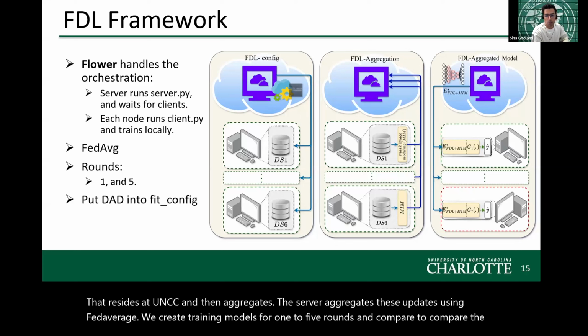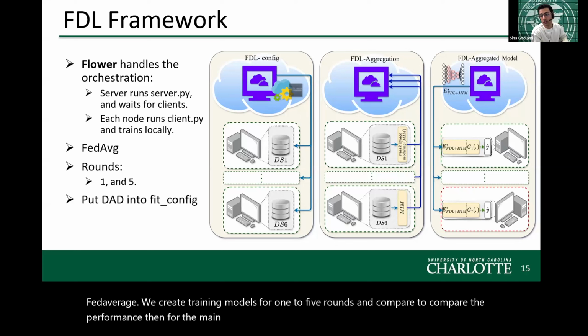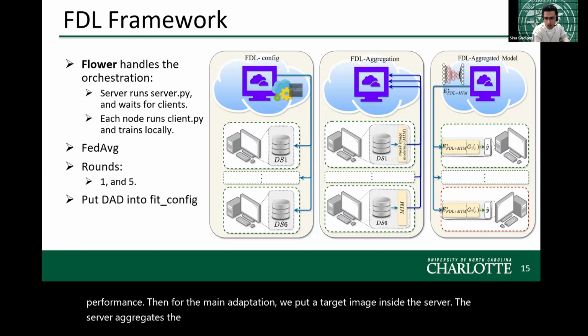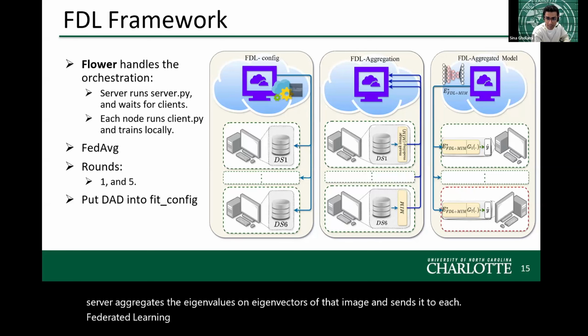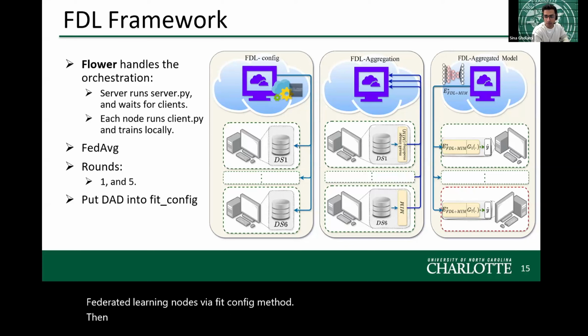Then for the domain adaptation, we put a target image inside the server. The server computes the eigenvalues and eigenvectors of that image and sends them to each federated learning node via the fit config method. Then each node runs on the fly the domain adaptation transformation and applies it to their own data.